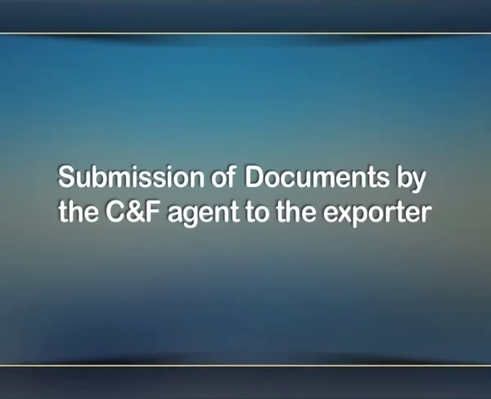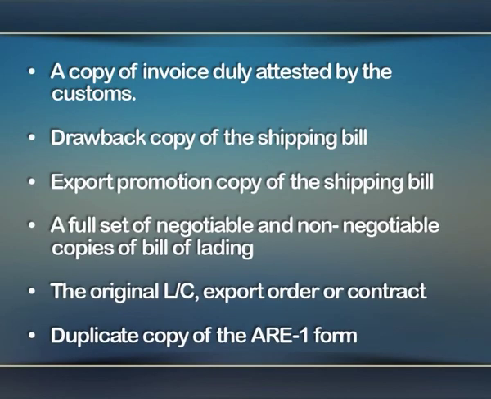Post-shipment procedure. The post-shipment stage consists of the steps as follows. Submission of documents by the C&F agent to the exporter. On the completion of the shipping procedure, the C&F agent submits the following documents to the exporter: a copy of invoice duly attested by the customs, drawback copy of the shipping bill, export promotion copy of the shipping bill, a full set of negotiable and non-negotiable copies of bill of lading, the original L/C, export order or contract, duplicate copy of the ARE first form.